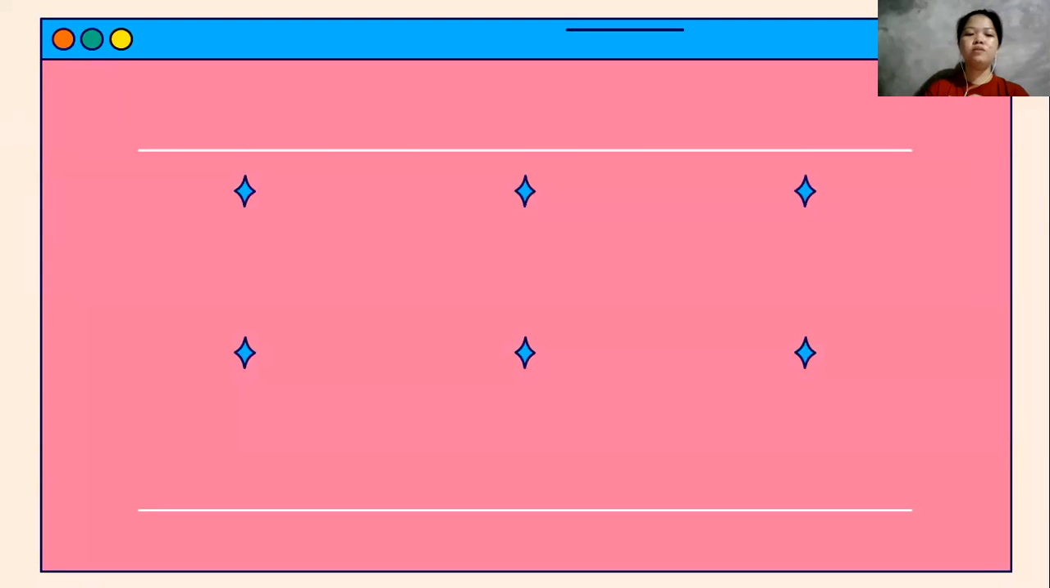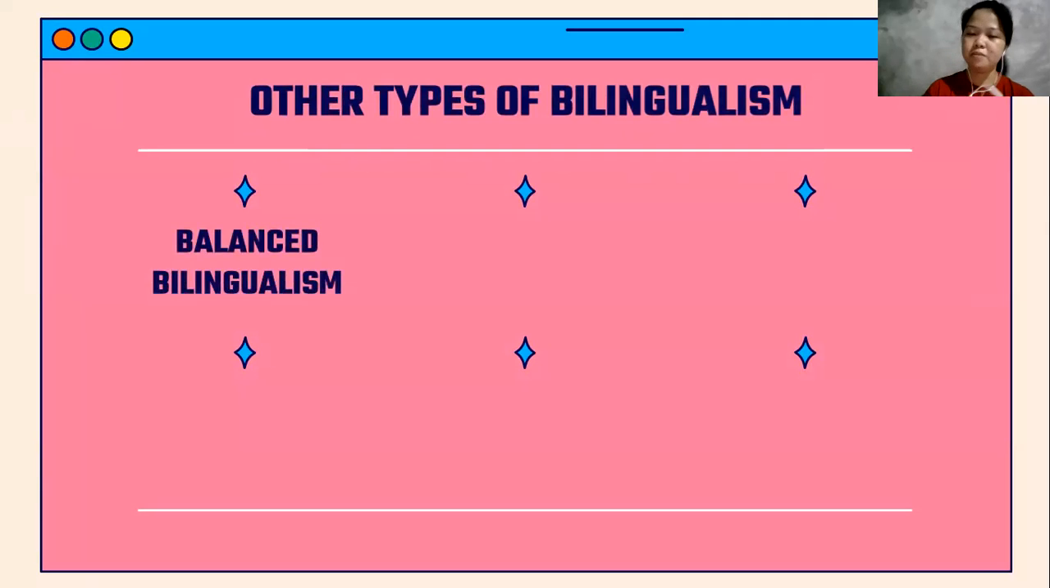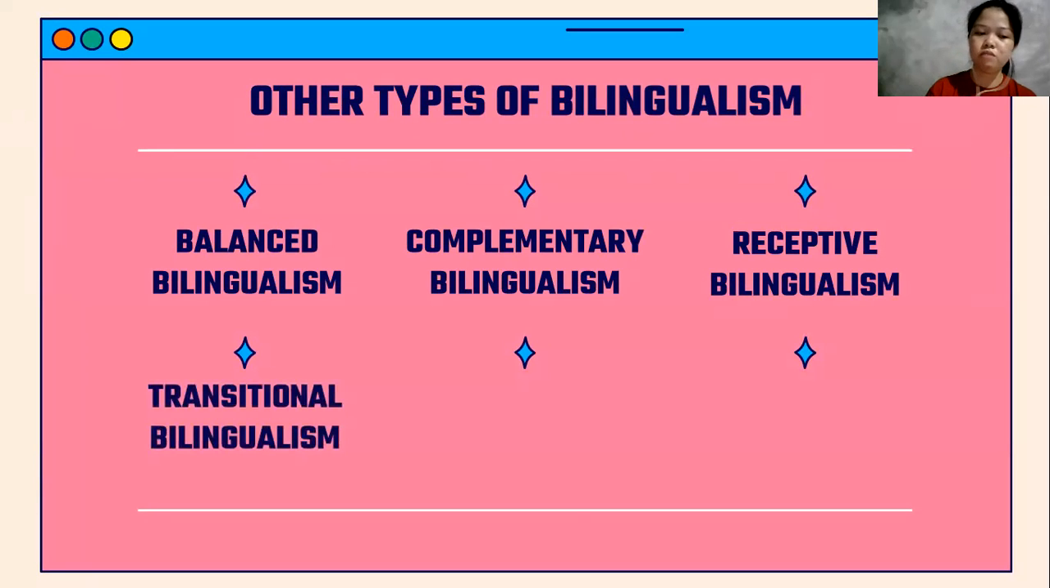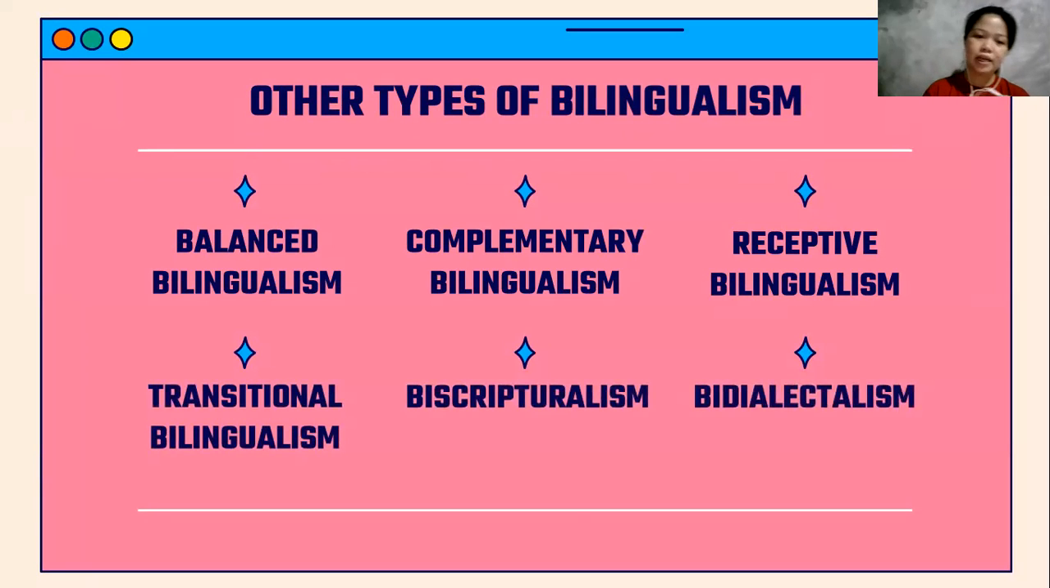Aside from simultaneous and successive bilingualism, we also have other types of bilingualism. We have balanced bilingualism, complementary bilingualism, receptive bilingualism, transitional bilingualism, biscripturalism, and bidialectalism. Now, a balanced bilingual is someone who is equally good at both languages.